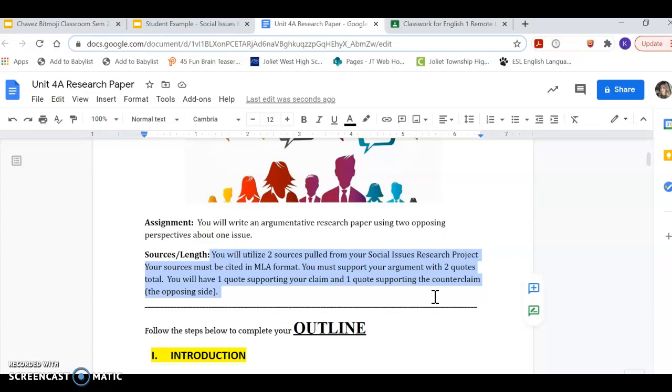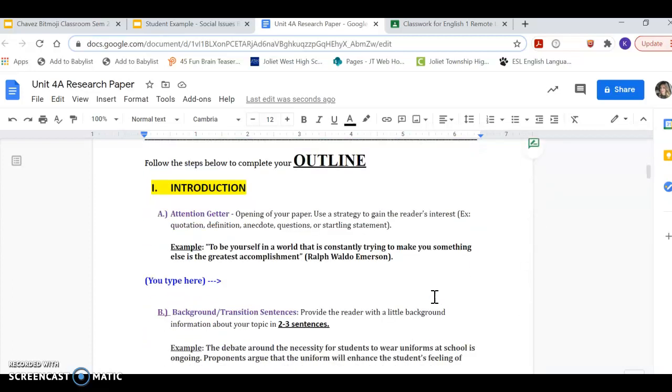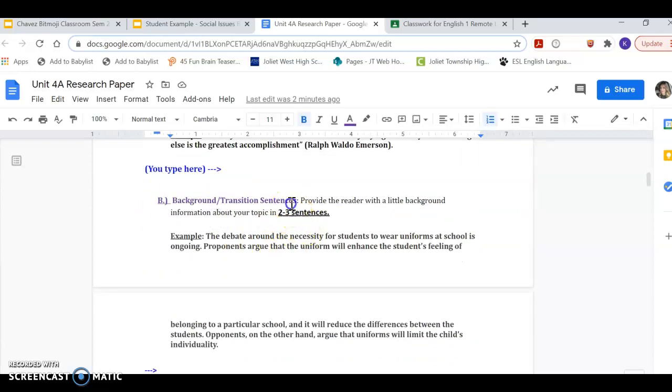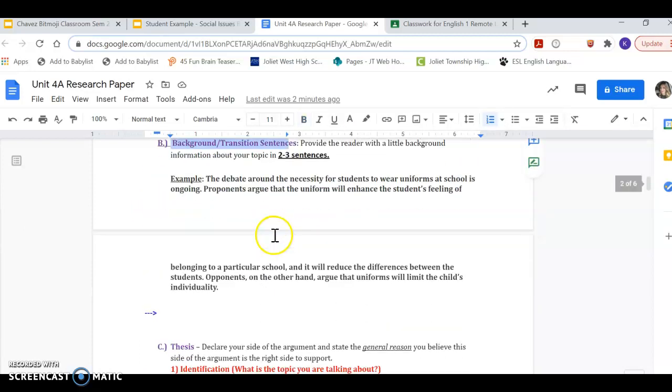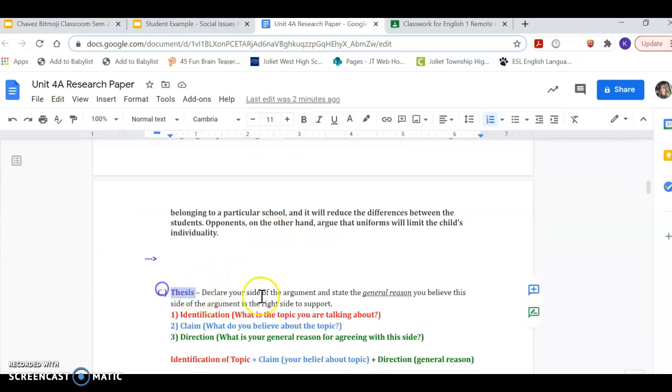MLA format. The outline consists of 4 paragraphs. You will have your introduction, 2 body paragraphs, and a conclusion. Today in class, we worked on our introductory paragraph. The intro has 3 parts. A, the attention getter. B, your background information. And C, your thesis statement.